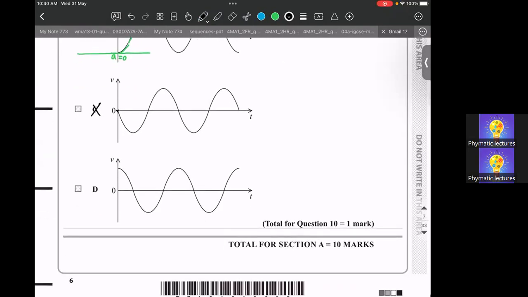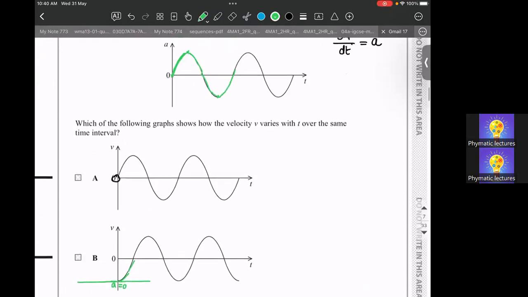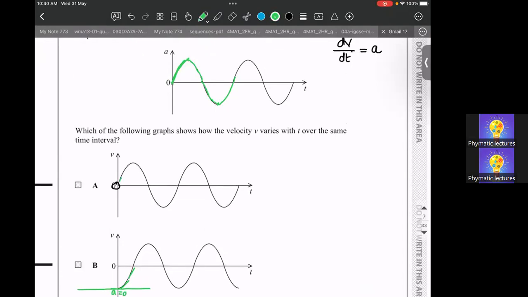Then what about this option D? Yes, it starts from the maximum point. So if I draw a tangent, yes, acceleration is 0. But if you look at the next values, if you draw the tangent, you can see the tangents are actually going down. So that means the gradient is negative. So that is not the correct answer, because the gradient should be positive because the acceleration is going upwards, right?